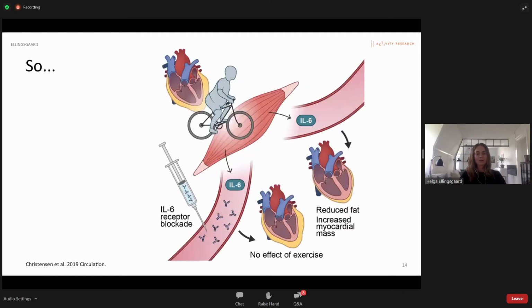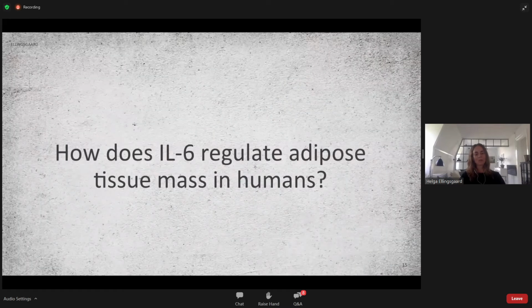So again, to conclude with an image, when an abdominally obese person goes from being inactive to active, a reduction in epicardial adipose tissue is to be expected. But similar to visceral adipose tissue, this effect was dependent on IL-6 signaling. So I would say this left us with the obvious question, how does IL-6 regulate adipose tissue mass in humans? What is the underlying reason for this?